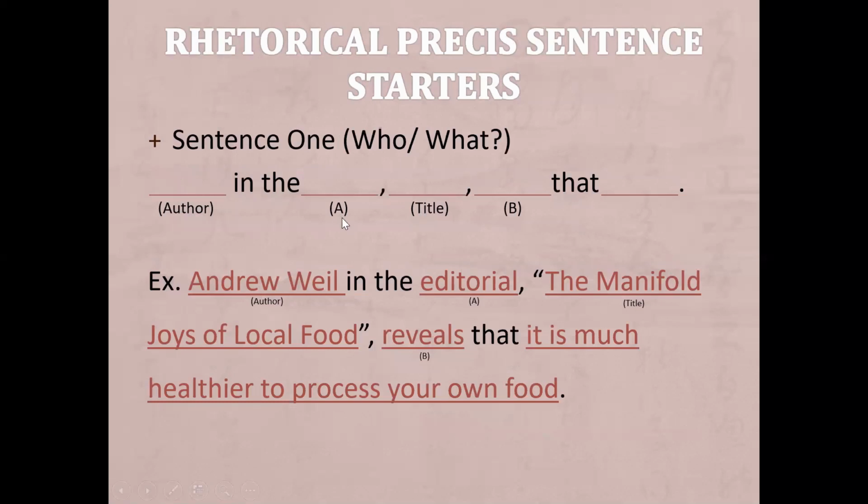You may notice that there's an A and a B. For these, you are able to plug in words from the word bank that you will soon see. At the bottom, we have an example. Andrew Will, in the editorial, The Manifold Joys of Local Food, reveals that it is much healthier to process your own food.